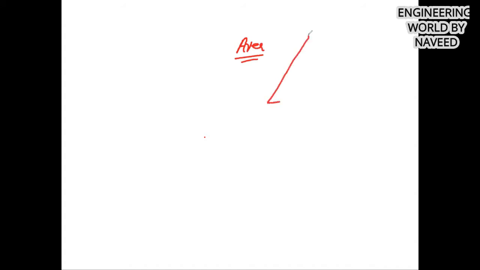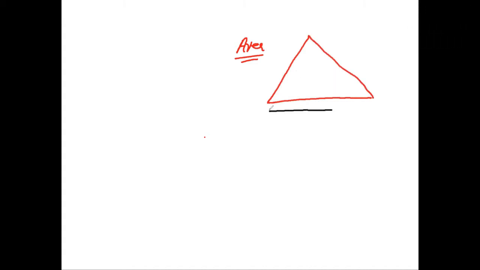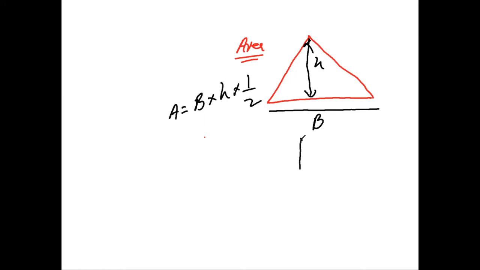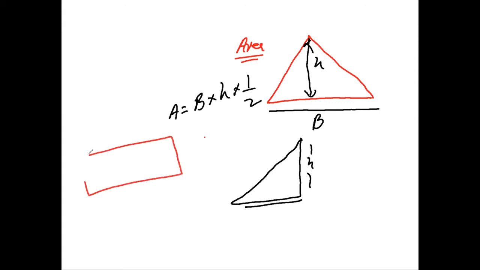As you know, if you want to find the area of this shape, the formula we studied in math is: this is my base and this is my height, so the area will be base times height times 1 divided by 2. If your triangle is like this, you still use the same formula. But if this is a square, with this the width and this the length, then the area will be equal to length times width.